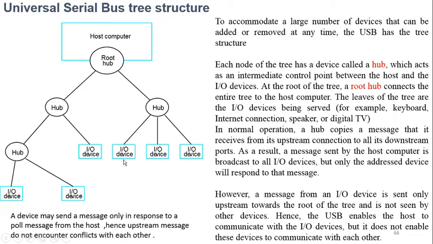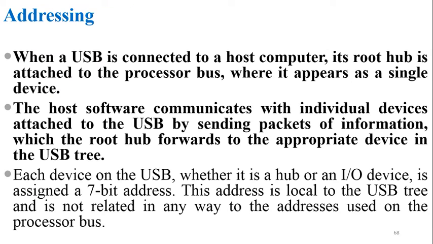Whenever a new device or a new hub is connected to this hub, the hub modifies its status information to show that a new device is connected to it, and also assigns an initial address value of 0.